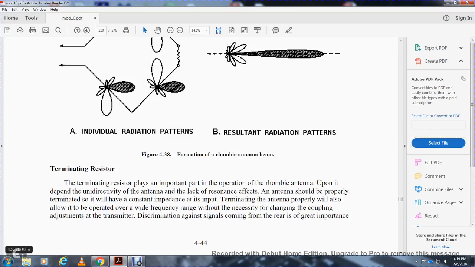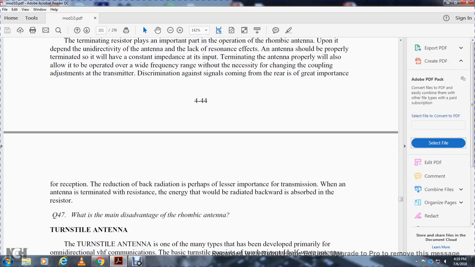without the necessity of changing coupling or adjusting the transmitter. Rejection of signals coming through the rear is of greater importance for reception; reduction of radiation over the back is perhaps less important for transmission. When the antenna is terminated with the resistance, energy that would be radiated back is absorbed by the resistor.